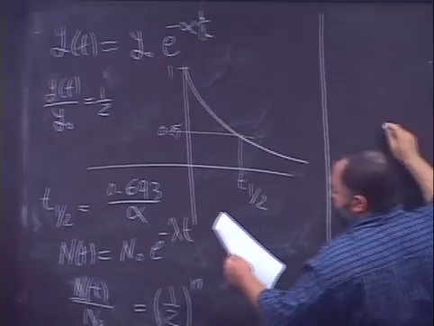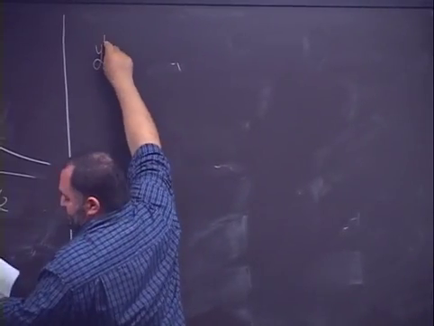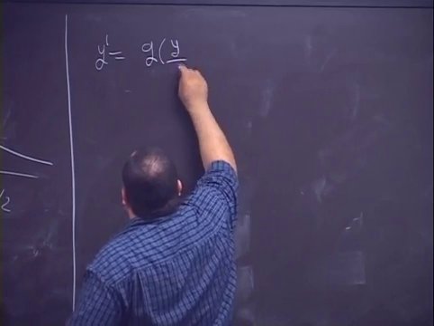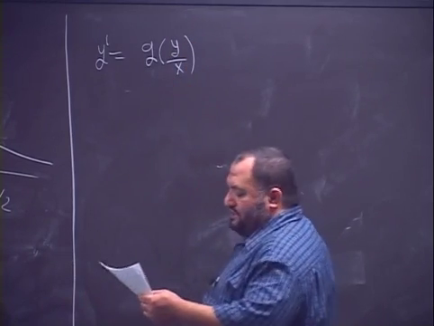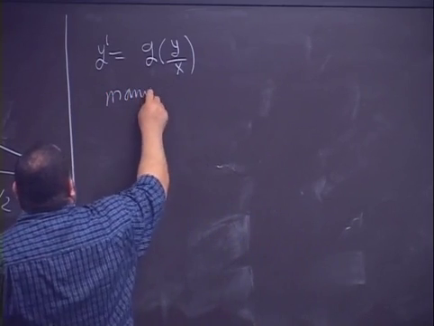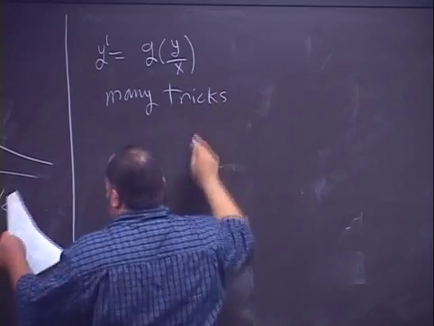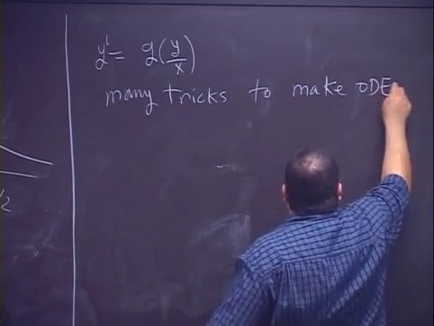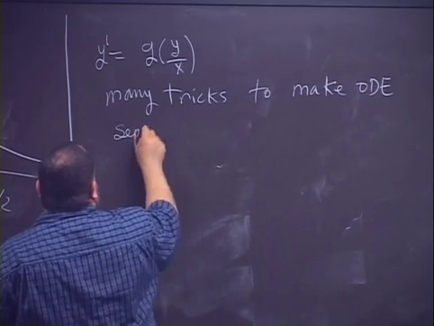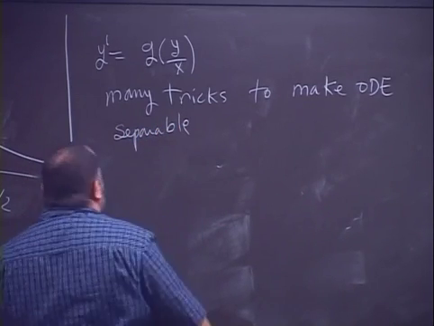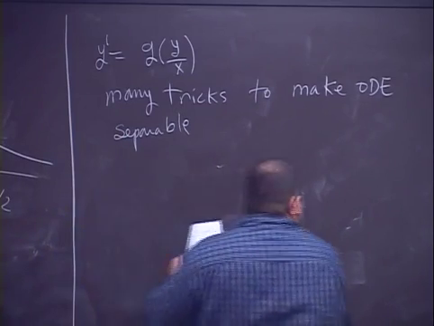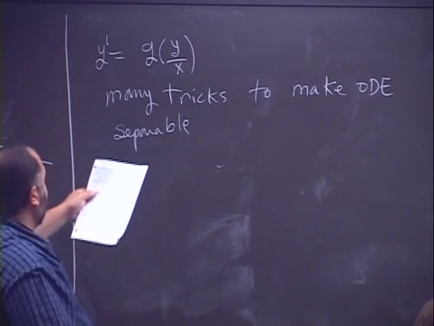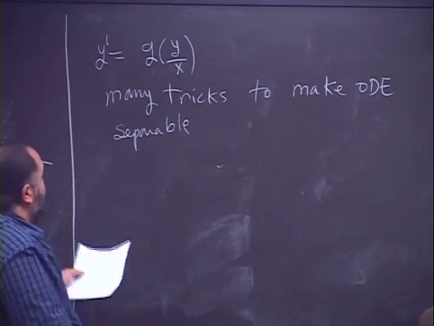The other example is y prime equal to some function g of y over x, a function of y over x. There are many tricks to convert or to make an ODE separable. So if it doesn't look like a separable ODE, you can use many tricks to make it separable. Now, y prime equals g of y over x, and I cannot separate it easily.